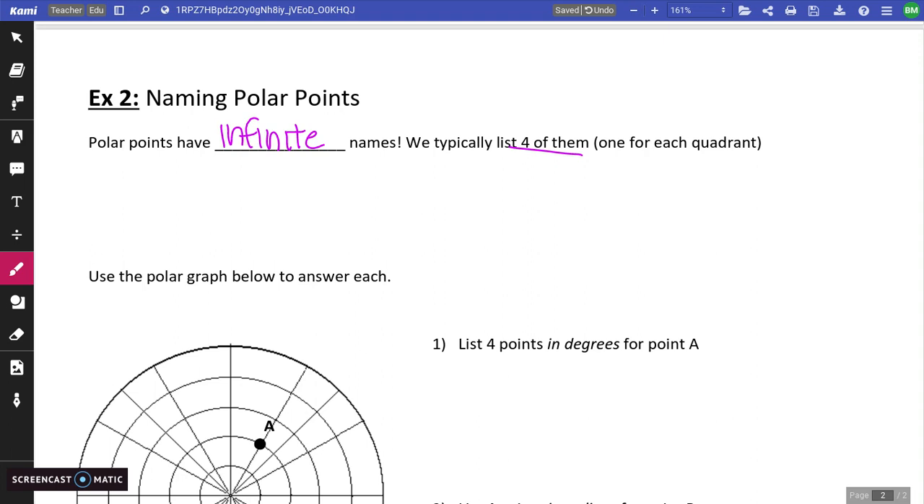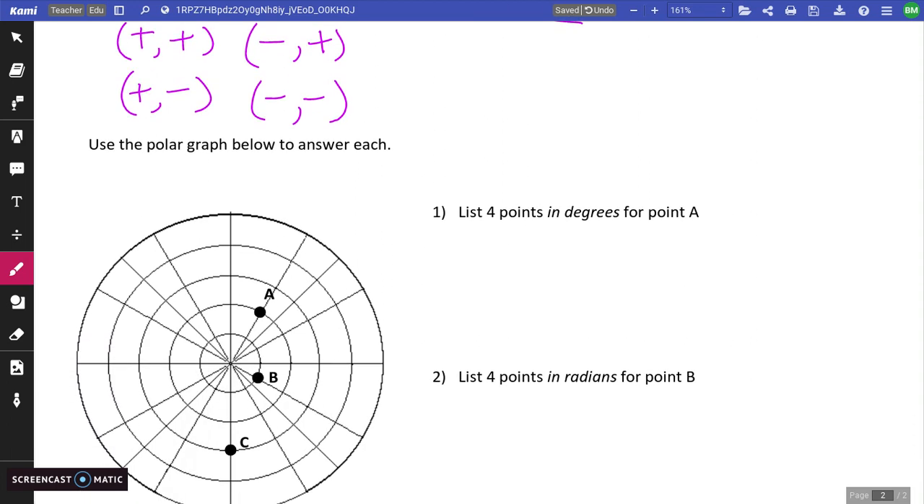A little template that might be helpful. We'll always have positive radius, positive angle, positive radius, negative angle, negative radius, positive angle, and negative radius, negative angle. And we'll look at that in a moment here. Okay, so let's look at some examples.